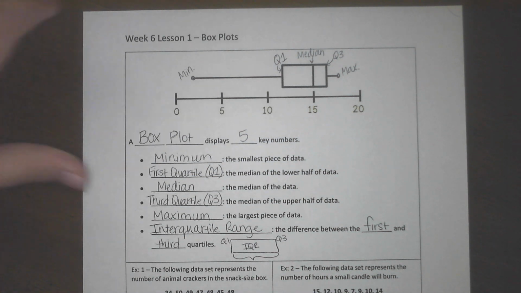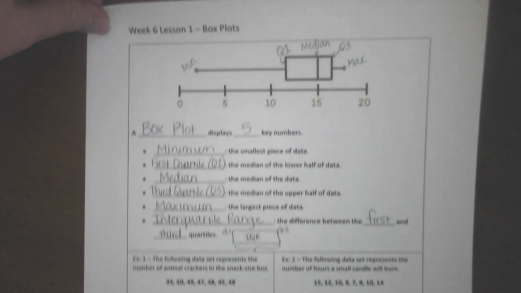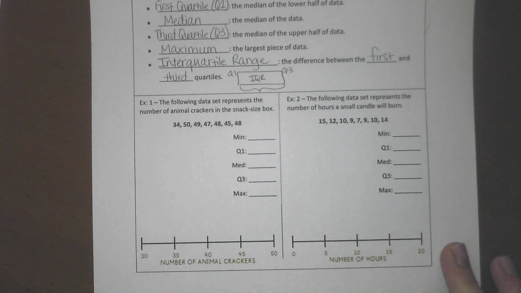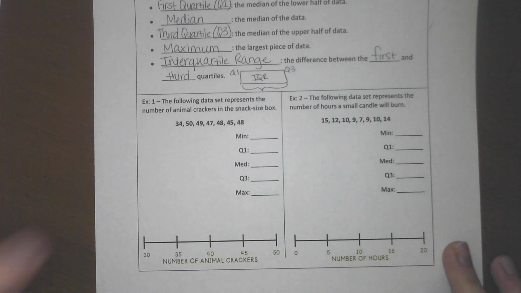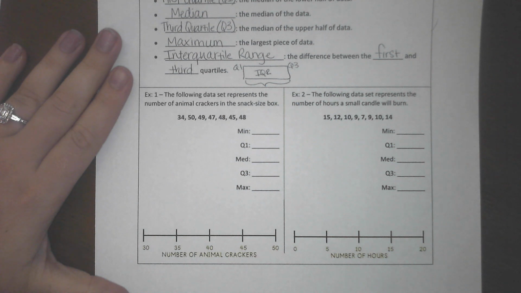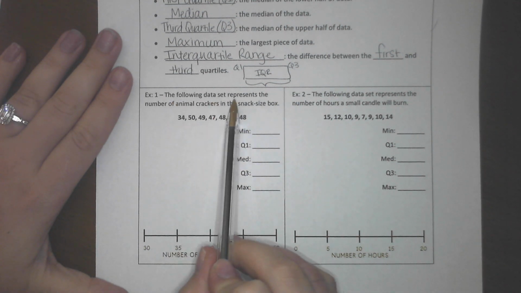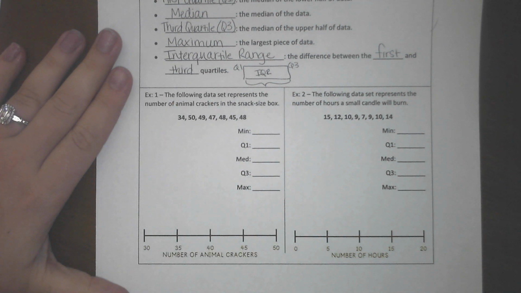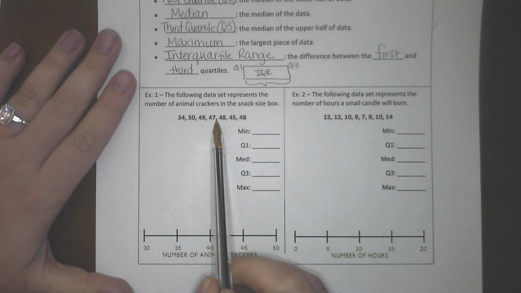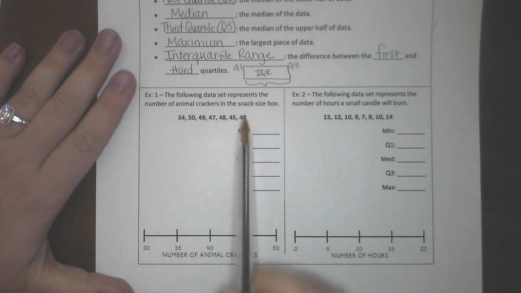Okay, so let's move on to some examples where we'll actually practice this. Pause the video if you don't have this paper. Just pause the video so you can work on the numbers with me, and you can practice drawing the box plot, because that's going to be really helpful for you. Alright, so example 1, the following data represents the number of animal crackers in the snack box. 34, 50, 49, 47, 48, 45, and 48.